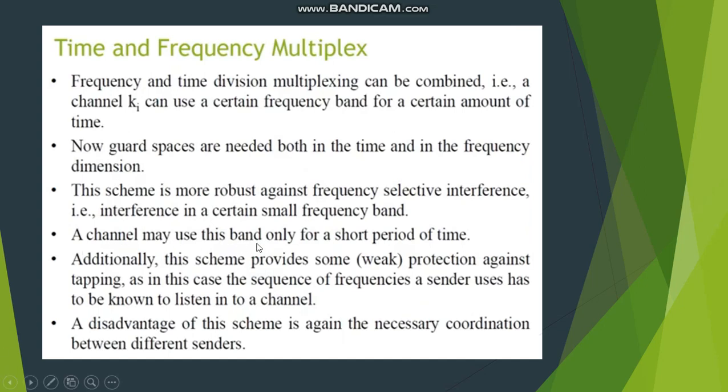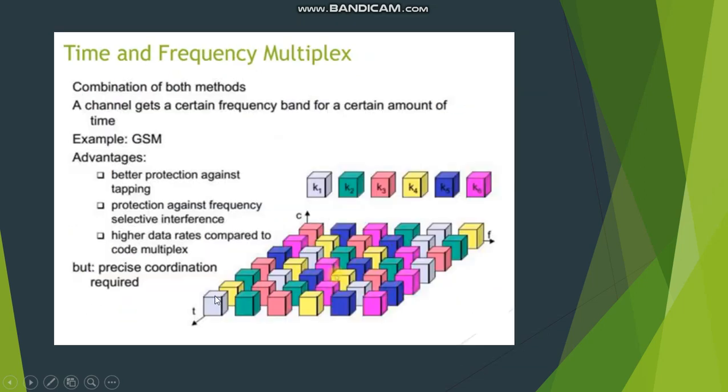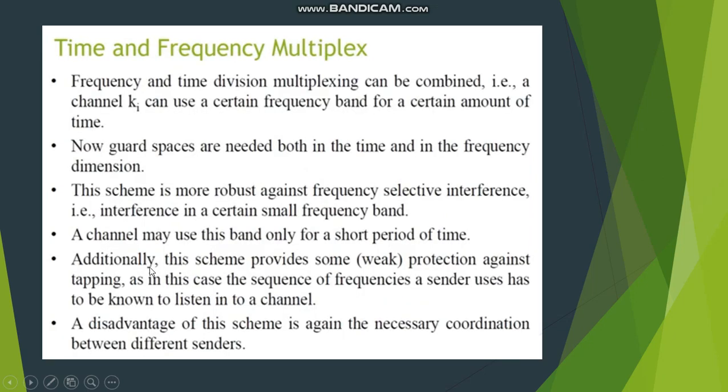A channel will use this band only for a short period of time. So if you can see this frequency, you have small boxes here because they are using this channel only for a shorter period. Additionally, these schemes provide some protection against tapping, as in this case of sequence of frequencies, a sender user has to be known to listen to a channel. यानी फोन टैपिंग जब हमने सुना है कोई बाहर का तीसरा इंसान अगर सुनता है, टैपिंग करने का चांस करता है, तो इसके अगेंस्ट भी ये प्रोटेक्शन देता है.